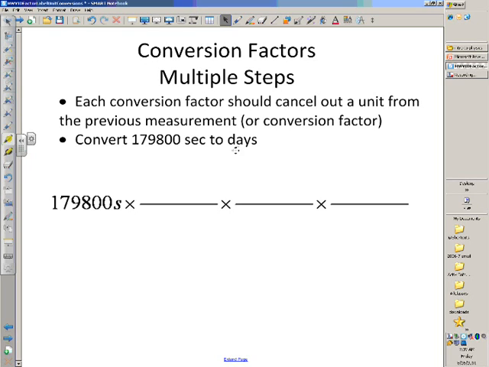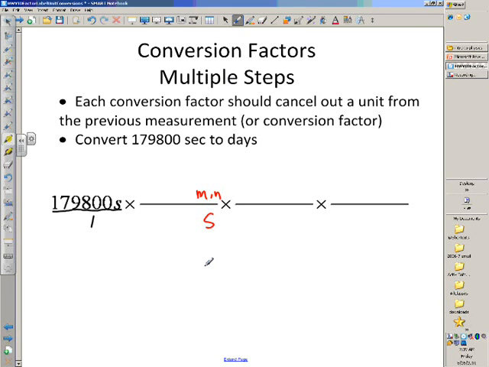179,800 seconds, but now we want to convert it to days. So like I said, I always teach to do the units first. In this case, we can think of this as 179,800 seconds over 1, if we want to make it all fractions. Then, first conversion factor, we should have seconds on the bottom, and then we'll go minutes on the top.